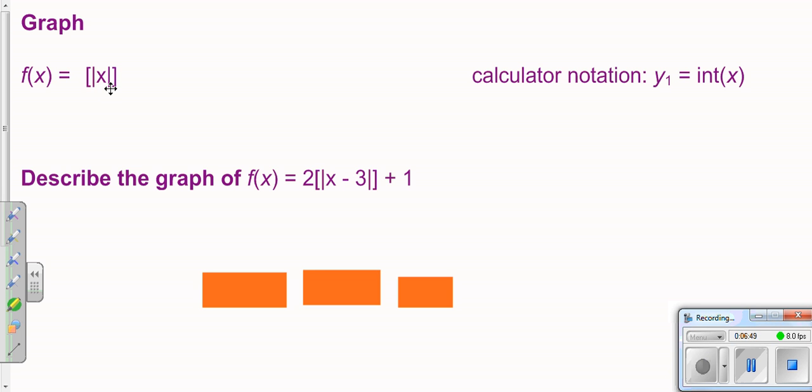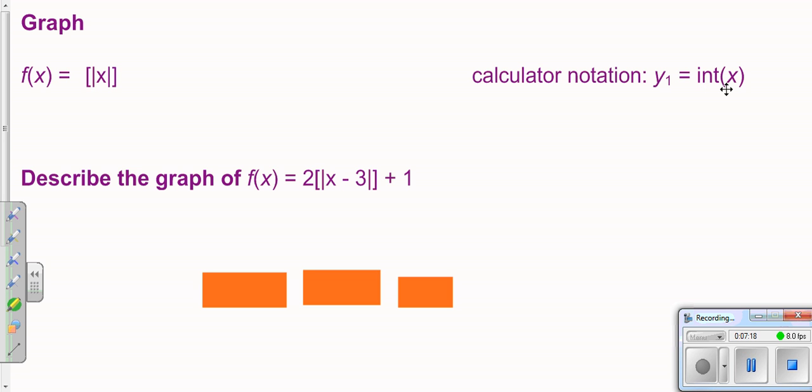This is your greatest integer function. It says I don't care what you put in, you always round it down to the next largest integer. So if you get like a 2.5, you round it down to a 2. If you get a 2.9, you round it down to a 2. A 2.999, you always round it down to 2. But once you get up to like a 3 or a 3.1, it's going to round it down to just 3. If you wanted to graph it, this would be your calculator notation.